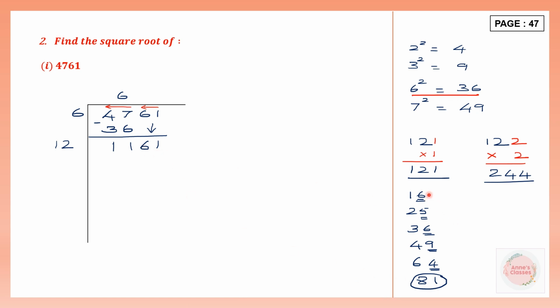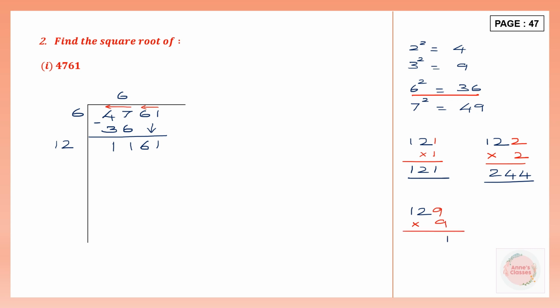So instead of wasting your time multiplying with everything, now here we've got 81, which is the square of 9. That means if I write 9 next to 12 and multiply with 9, will I get this number? Let me try. So I'm going to take 12 and next to it I'm going to write 9. That means I have to multiply also by 9. So let me multiply and see.